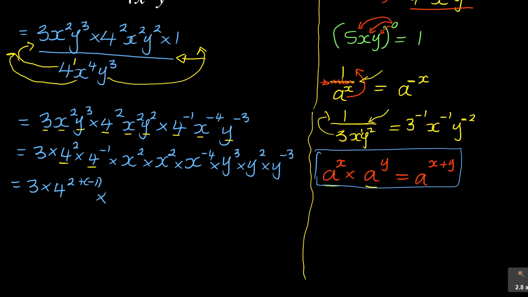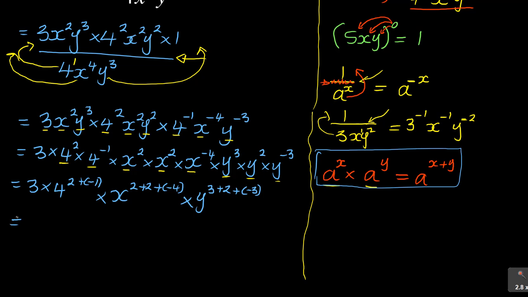Again, we have x, x, and x. So the bases are the same. So you will have x to the power of 2 plus 2 plus minus 4, and then times. Again, you can see the y part has the same bases, which in this case will be equal to y to the power of 3 plus 2 plus minus 3.